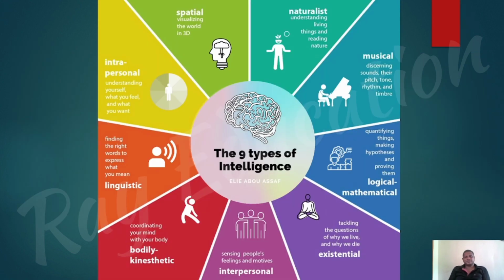Yes, these are the 9 types of general intelligence we humans have. What are the 9 types of intelligence we have? First one is the naturalist. Naturalist is understanding living things and reading nature. Yes, we are surrounded by nature. It's God's gift. So understanding living things and nature, we can call that naturalist.